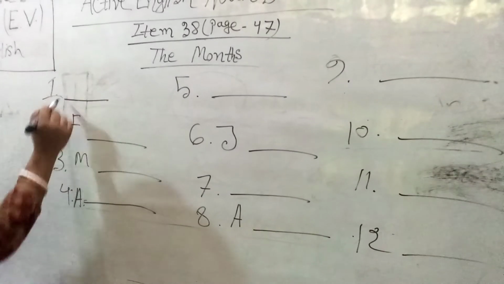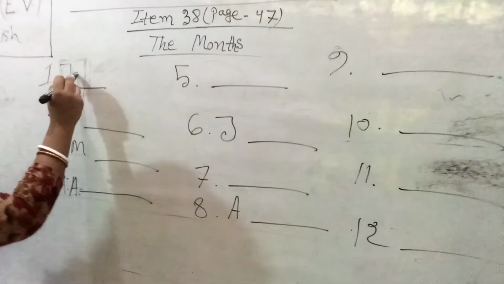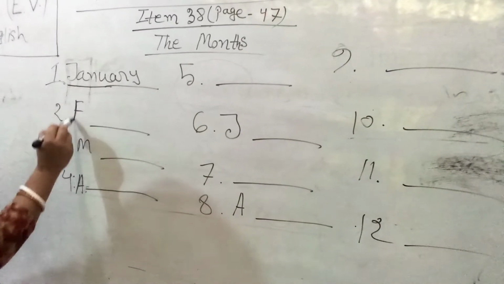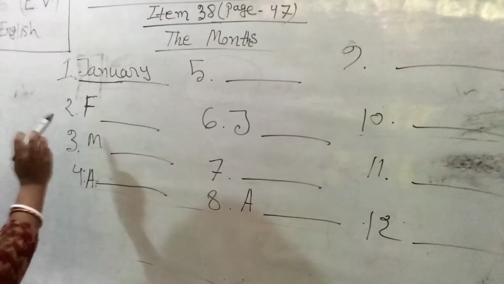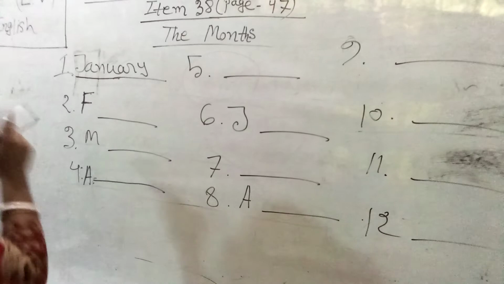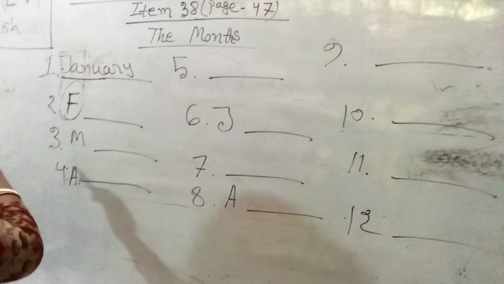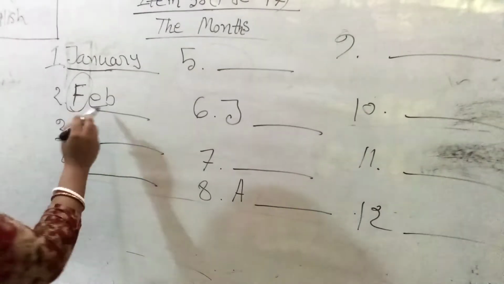say number one is blank. The very first month of a year is January, so you have to put January here. Now you are given only the first letter of the second month, and it is F. What is the month that starts with F? It is February. F is already given here, so you have to put the rest of the letters, like February.